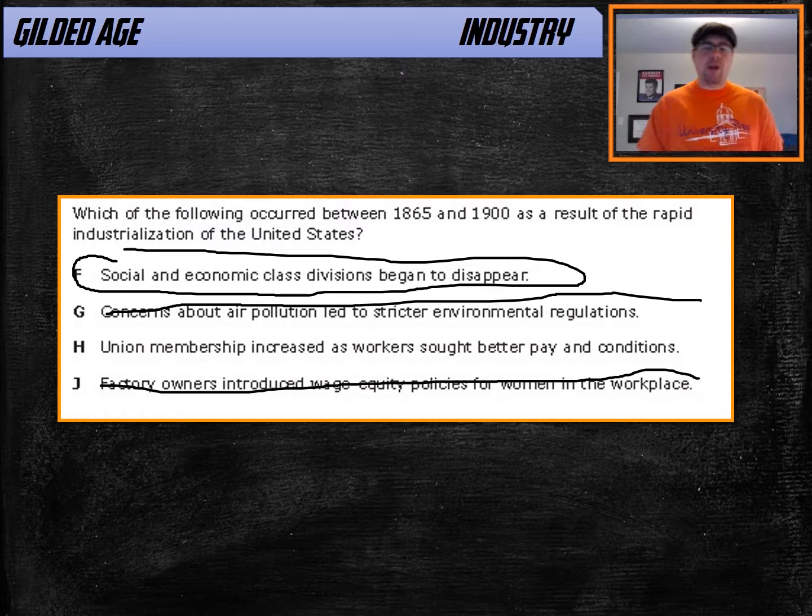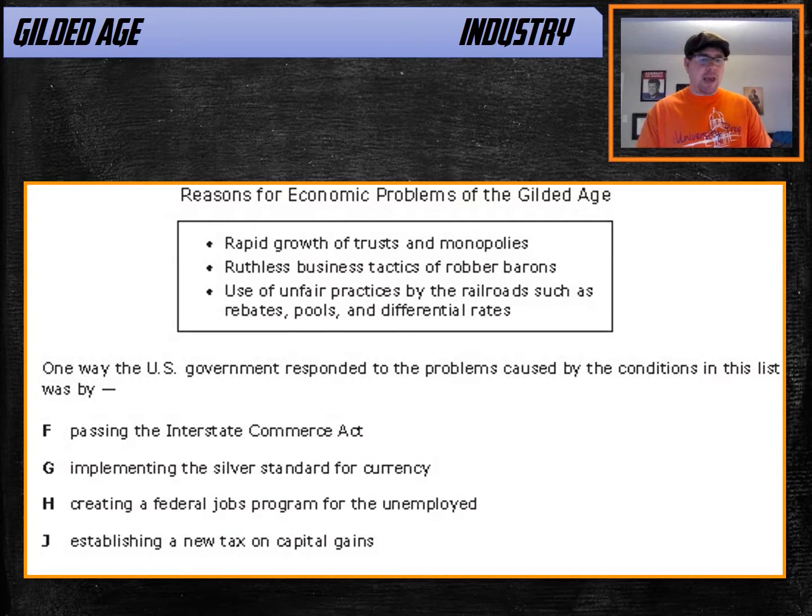You basically need to know that summary because you're going to get questions like this. I would like to be able to kind of pinpoint like, oh, it's always going to talk about labor unions. I can't do that. It's just a generalization. Look at this problem. Reasons for economic problems of the Gilded Age. You have the growth of monopolies, you have ruthless business tactics, you have unfair practices. How does the government respond to these problems? If you look through, it's actually the first answer, passing the Interstate Commerce Act. So you need to know how government responded in the Gilded Age. You might get the Interstate Commerce Act, you might get the Sherman Antitrust Act. They both amount to the same thing. The idea that government is going to step in and limit what businesses can do and how they can behave. Interstate Commerce Act and the Sherman Antitrust Act are the two laws you might see in reference to that.